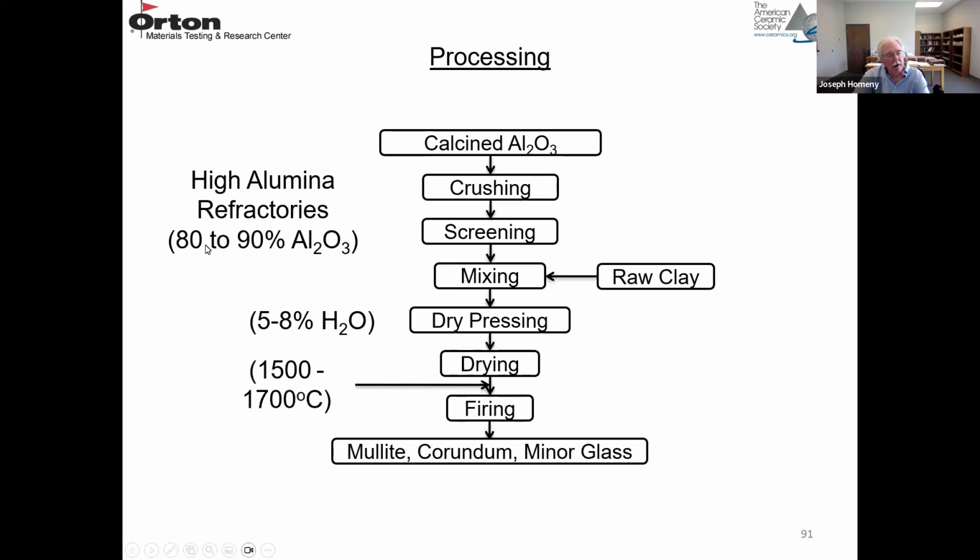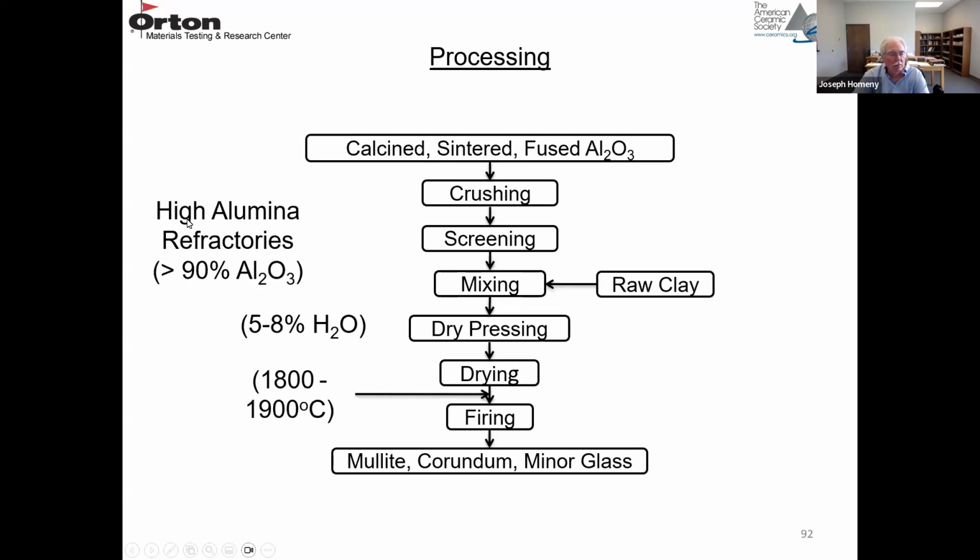Then for refractories that are up to 90% alumina, you're going to start out with calcined bauxite. So it's calcined alumina. Again, crushing, screening, and mixing. A small amount of raw clay may be added for plasticity, then dry pressing, drying, and firing. In this range, it's 1500 to 1700 degrees C. Again, it's going to be mullite. Now, there's going to be a little bit more corundum present because of the higher alumina content, and the glassy phase should be pretty minor.